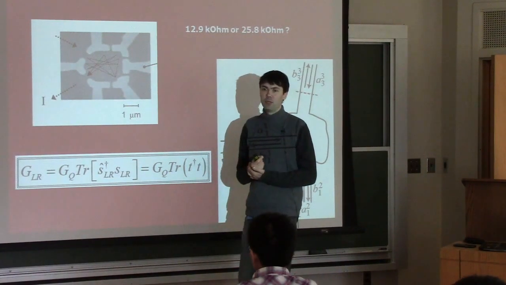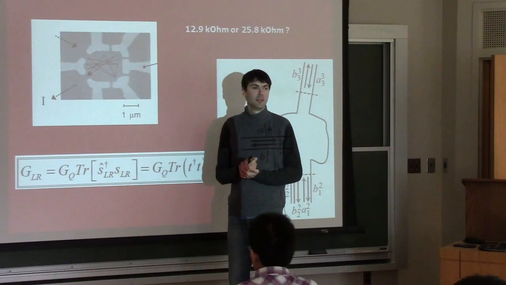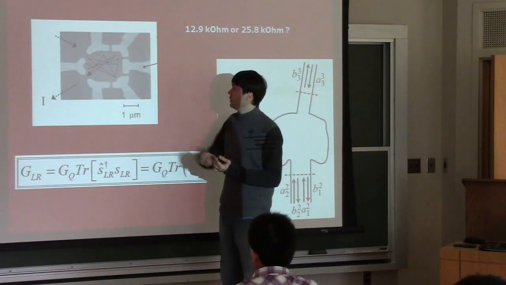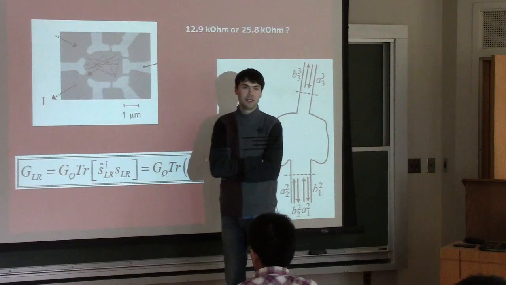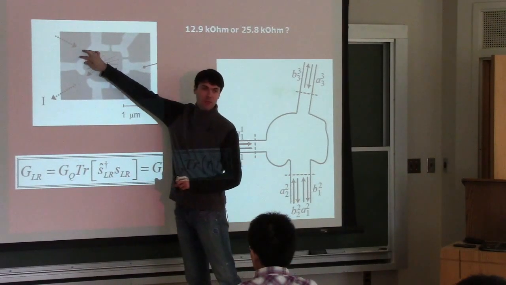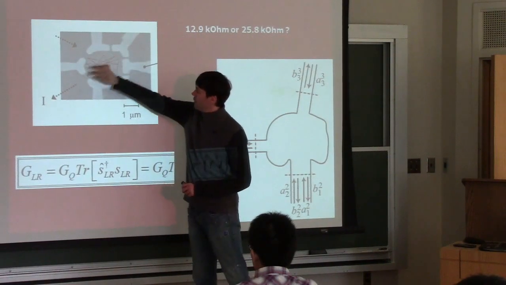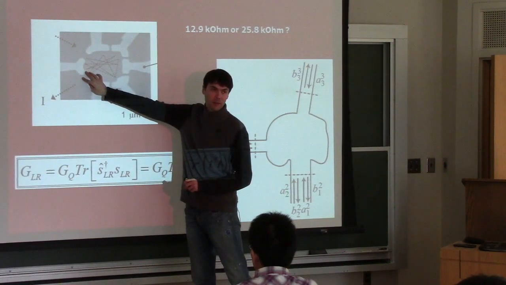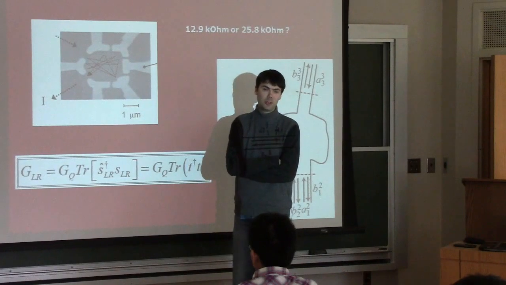Let's think together. What's the first guess for the total conductance or the total resistance of this structure? So you have 2e²/h here. That's 12.9 kilo ohms. You have another 12.9 kilo ohms here. So what will be the total?